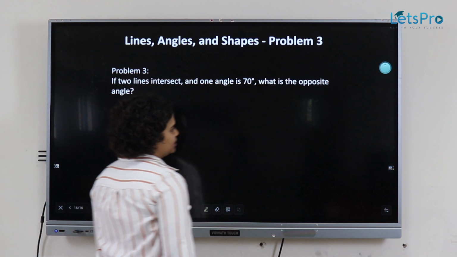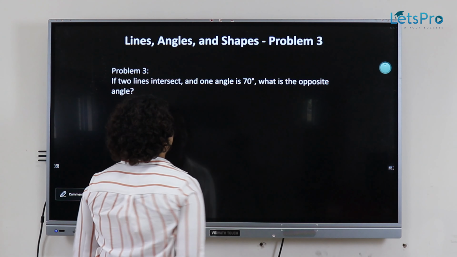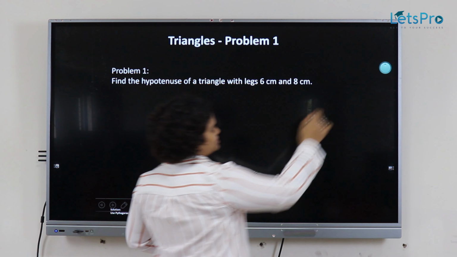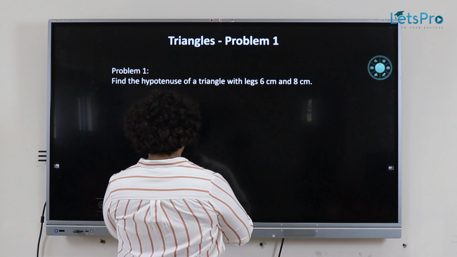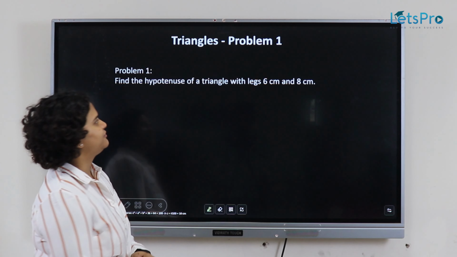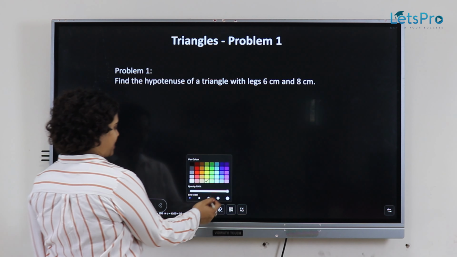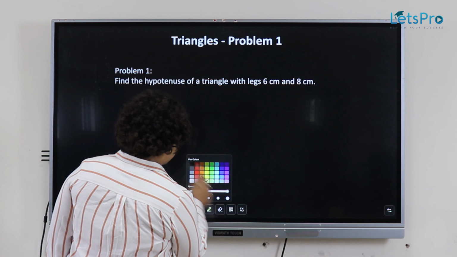Verbally solved. These are the kind of questions that you're going to get. So don't worry about it. Make your basics very clear, right? Let's begin with the next part of the problems, which is under triangles. Let's quickly pick a pen. Let's take green in color.